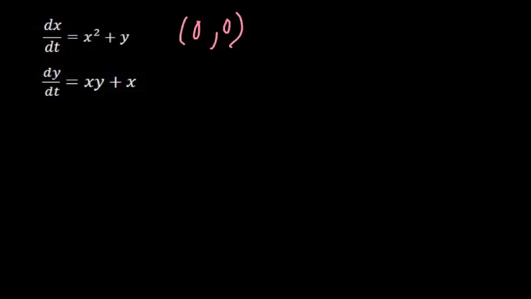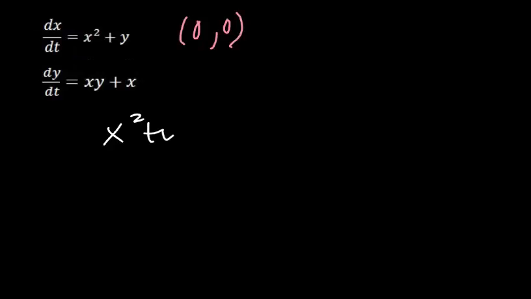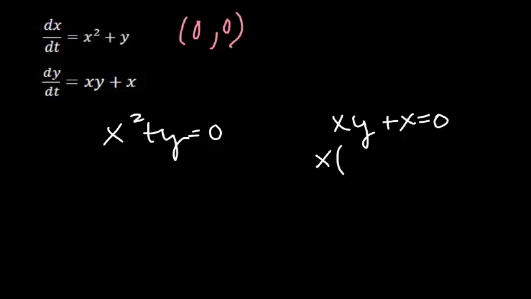To find our equilibria, you need to remember that you need to solve for where each function equals 0. We can start by writing that x squared plus y equals 0, and that xy plus x equals 0. It's not really possible to solve x squared plus y equals 0 without more information, but we can take out an x in our second function, so we can write that x times (y plus 1) equals 0. Then we can see that there are equilibria values where x equals 0 and where y equals -1.